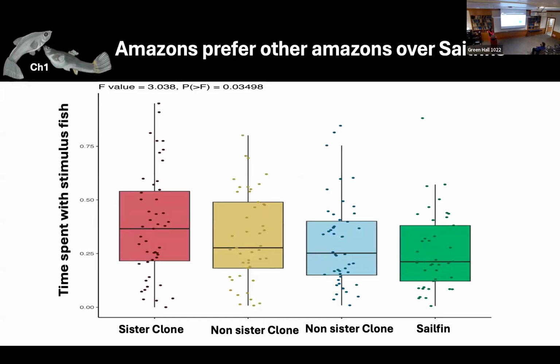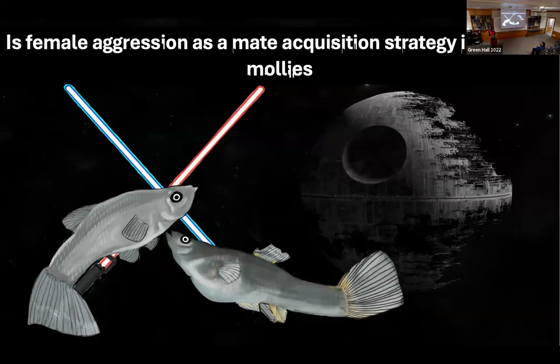What were my results? My results supported hypothesis 1. Amazons prefer other Amazons over sailfins. So they spend the most amount of time with their sister clones, and they spend significantly less time with sailfins. So this replicates my hypothesis 1. So now that I know that they can indeed tell the difference between sister clones and heterospecifics, the next question is, are they using aggression as a potential mating strategy?